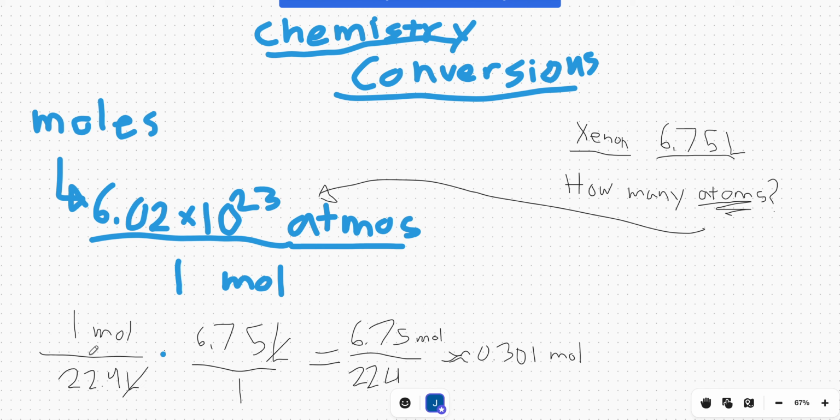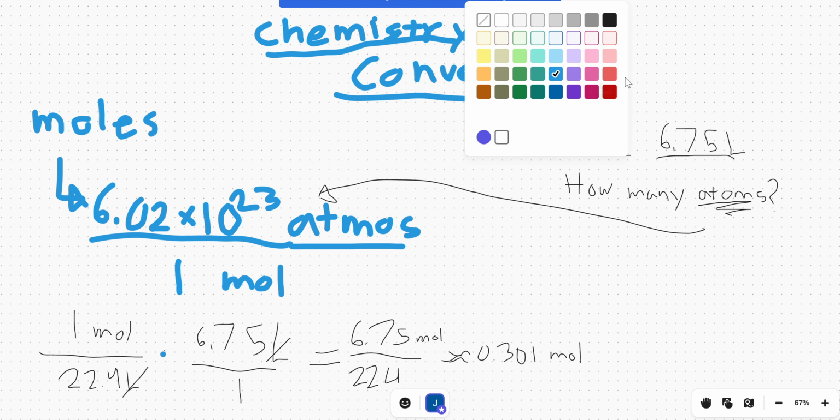Now, when we did our math, we did 1 mole is equal to 22.4 liters by doing further research. We multiplied that by 6.75 liters, so the units cancel out over 1. We're left with 6.75 moles divided by 22.4, and that's approximately 0.301 moles. Now, after we finish this, we are left with moles.